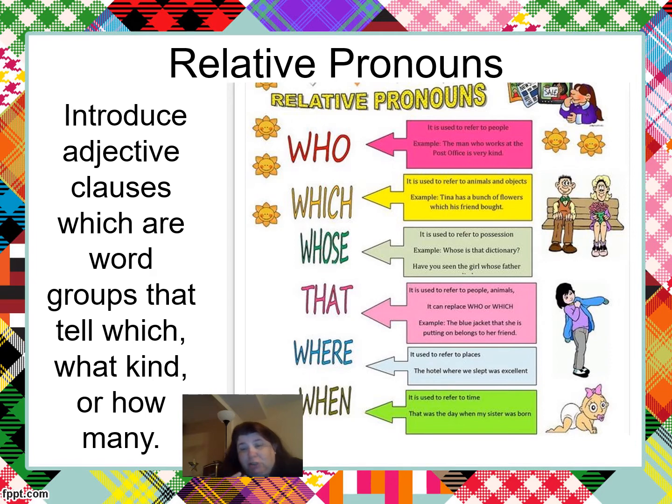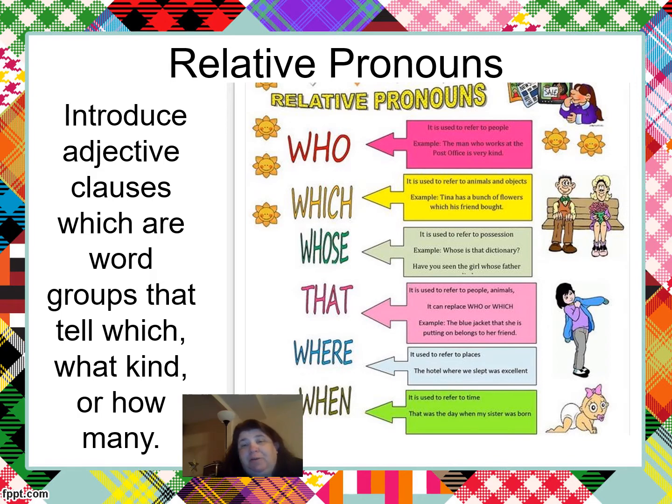It's called allergies. So the pronouns we're gonna talk about today are who, which, whose, that, where, and when. And what we'll see when we talk about these is that many times these can be used interchangeably. So let's just get started.